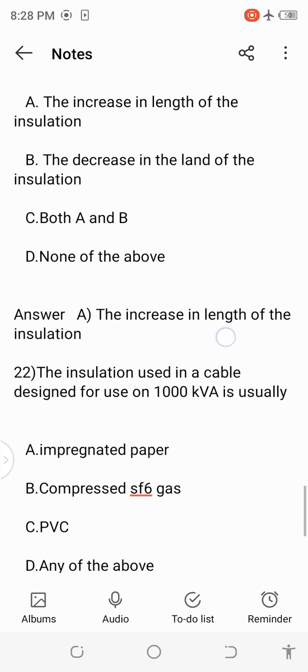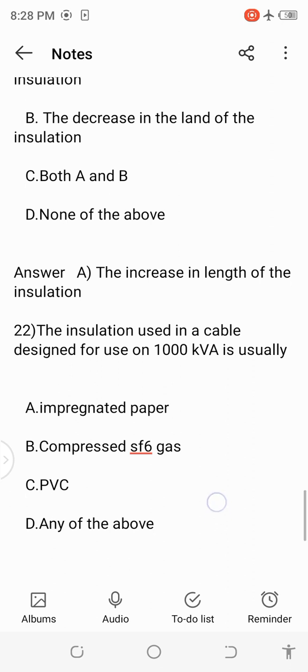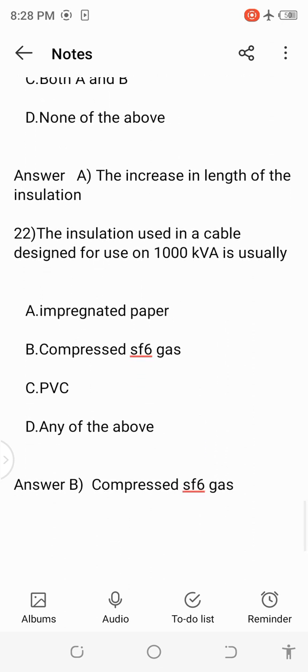22. The insulation used in a cable designed for use on 1000 kVA is usually: A. Impregnated paper. B. Compressed SF6 gas. C. PVC. D. Any of the above. Answer: B. Compressed SF6 gas.